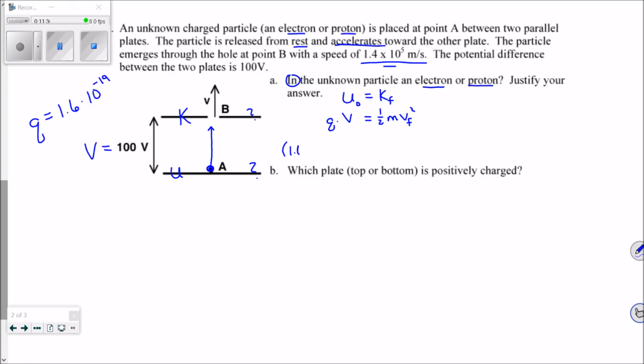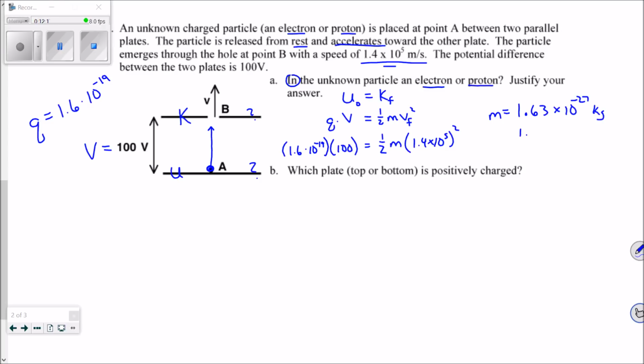So 1.6 times 10 to the negative 19th. The potential difference is 100, or the voltage is 100. That's going to equal 1/2 unknown mass, but once I know my mass, I will know what my particle must be. 1.4 times 10 to the 5th power. Don't forget to square that. Using my calculator, I get an answer that says 1.63 times 10 to the negative 27th kilograms.